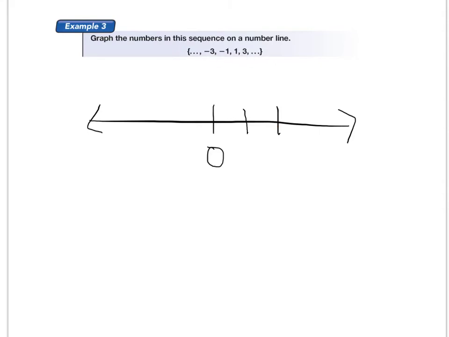So I'm going to go ahead and count by ones here. So here's 1, 2, 3. Then I've got to go in the negative direction, and I've got to go at least to negative 3 because that's my smallest number. So I'm going to go to negative 1, negative 2, and negative 3.